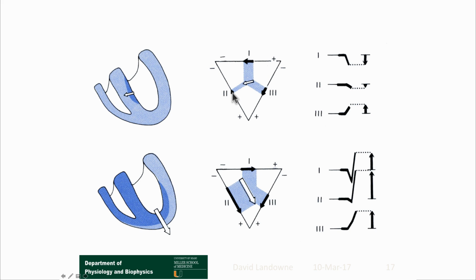In lead 2, we would also see that this arrow is pointing a little bit towards the negative terminal, so we'd have a slightly negative potential here. And on lead 3, we would have a positive potential, because the arrow is pointing towards the positive terminal. So looking at leads 1, 2, and 3, we would see a strong negative potential, a less negative potential, and a positive potential.